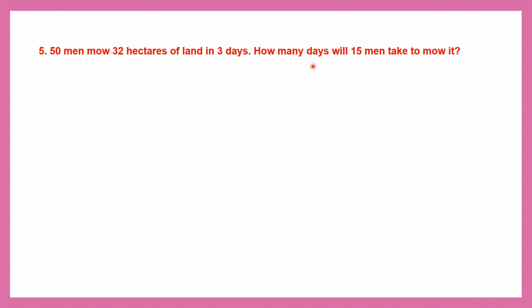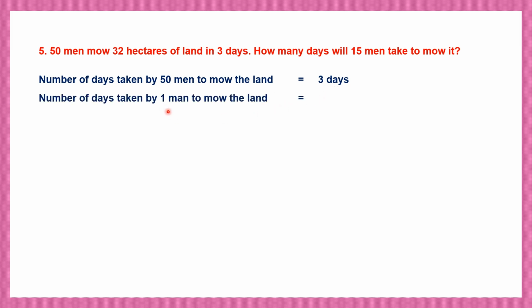So we start our statement by saying number of days, and we write what is given to us already. Number of days taken by 50 men to mow the land. We don't have to mention 32 hectares because it's the same land. So 50 men to mow that land, it takes 3 days. Now we have to find the number of days taken by one man.